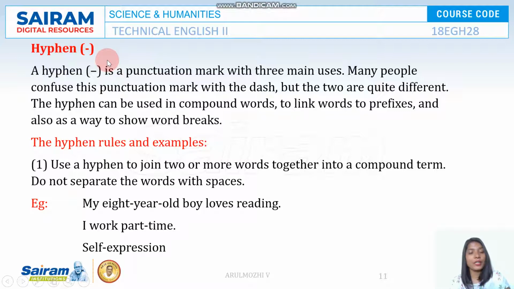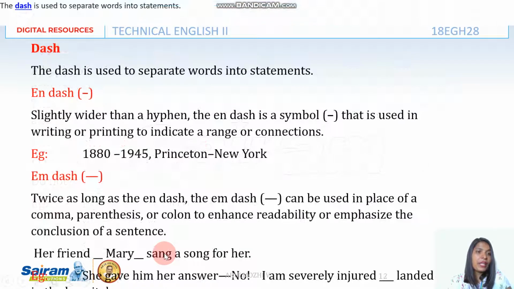And then hyphen. Hyphen is used to connect words, compound words. Take for example, 8-year-old boy loves reading. Okay, I work part-time. And it is also used to connect prefixes with words. Okay, self-expression.